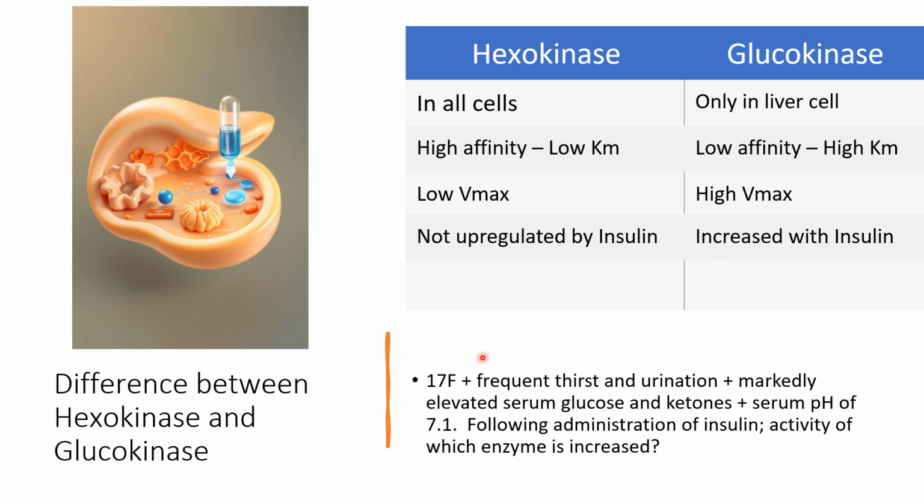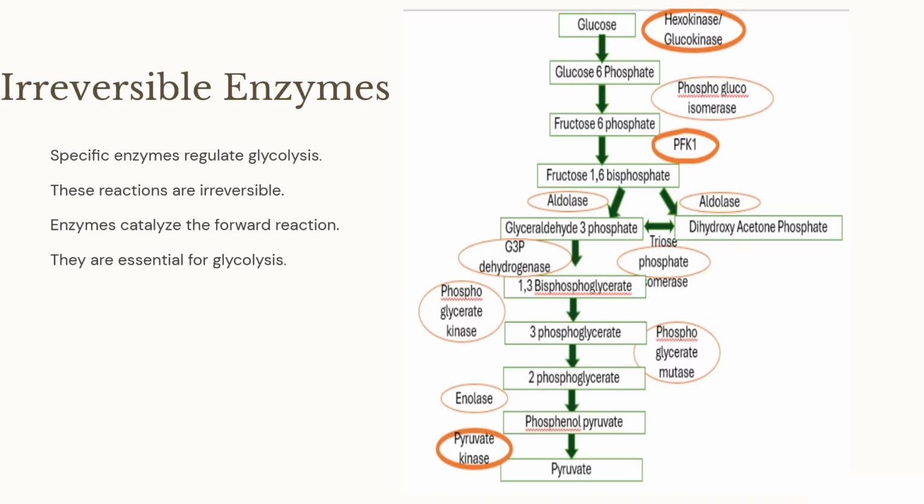It is tested in exams by this type of question. A 17-year-old female with frequent thirst and urination. They show that she has uncontrolled diabetes with markedly elevated serum glucose and ketones. So that means ketones are there, so diabetic ketoacidosis, elevated glucose, uncontrolled, and a serum pH of 7.1. It also implies that she has acidosis. After administration of insulin, the activity of which enzyme is increased? Once insulin is administered, glucokinase is increased, and that will cause conversion of glucose to glucose 6-phosphate.